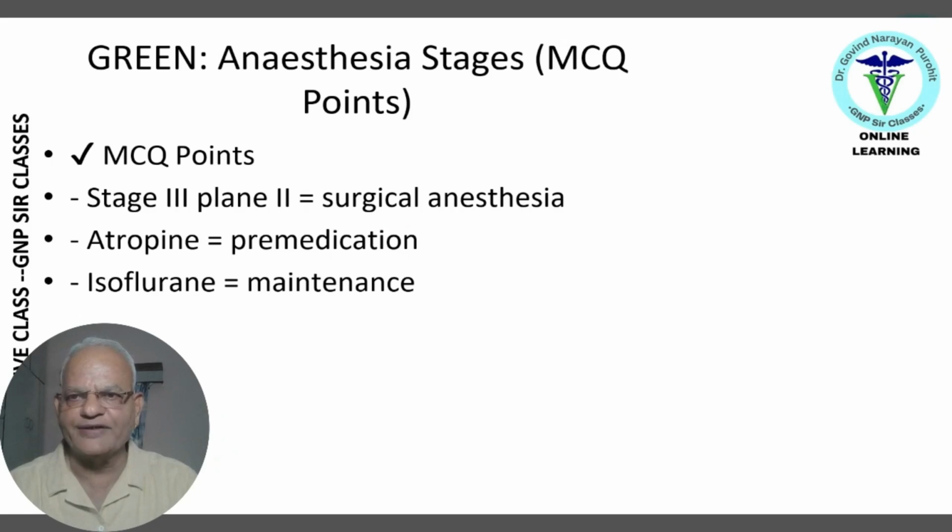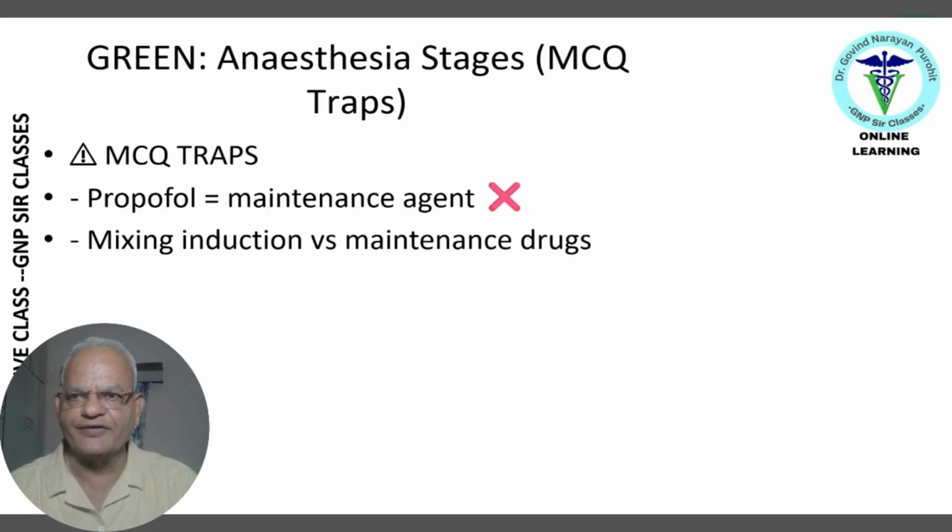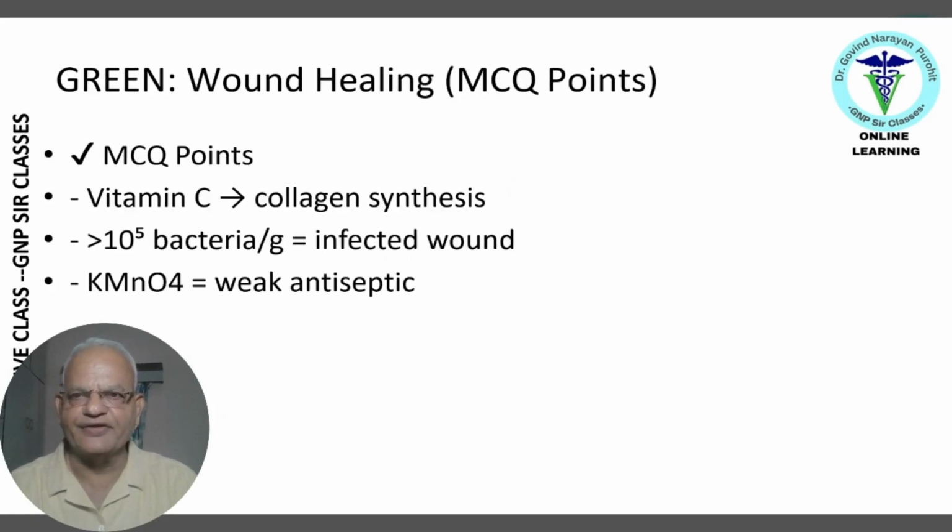Then the next green is anesthesia stages. The MCQ points are: stage 3, plane 2 is surgical anesthesia. Atropine is used for pre-medication. Isoflurane is used for maintenance. Here are the traps. Propofol is maintenance agent. No. Mixing induction versus maintenance drugs in the MCQs. Be careful. Then the next green is wound healing.